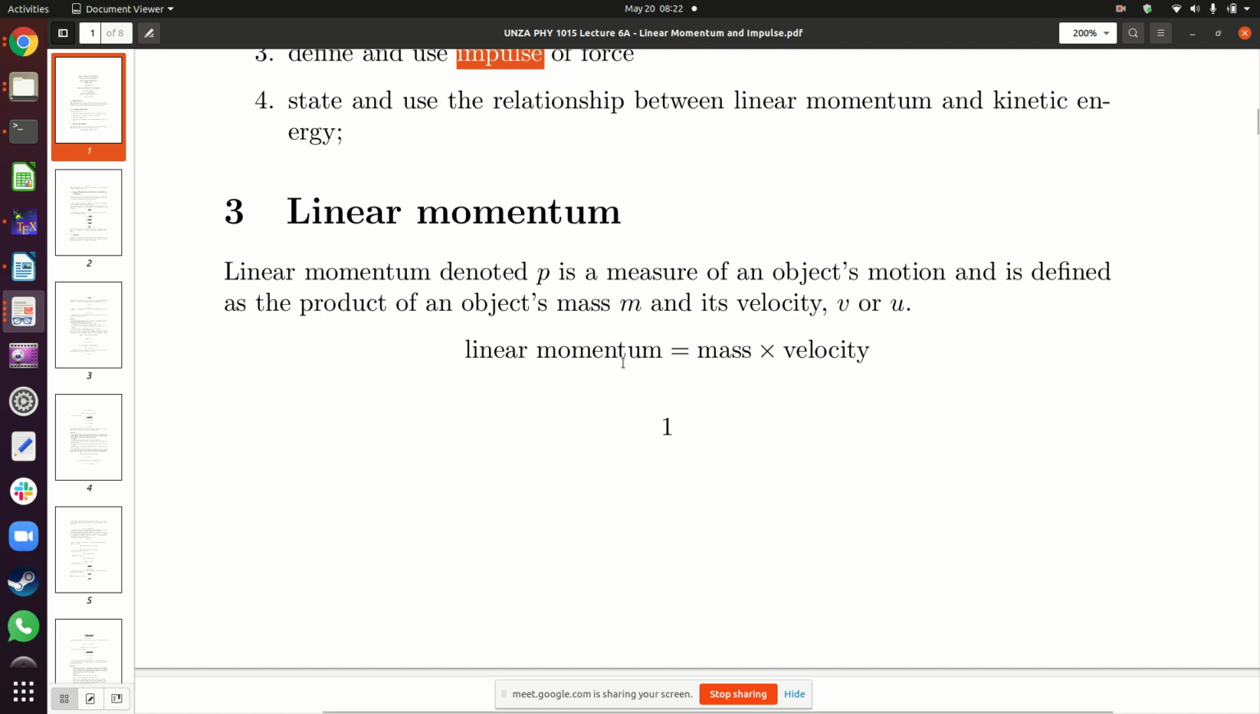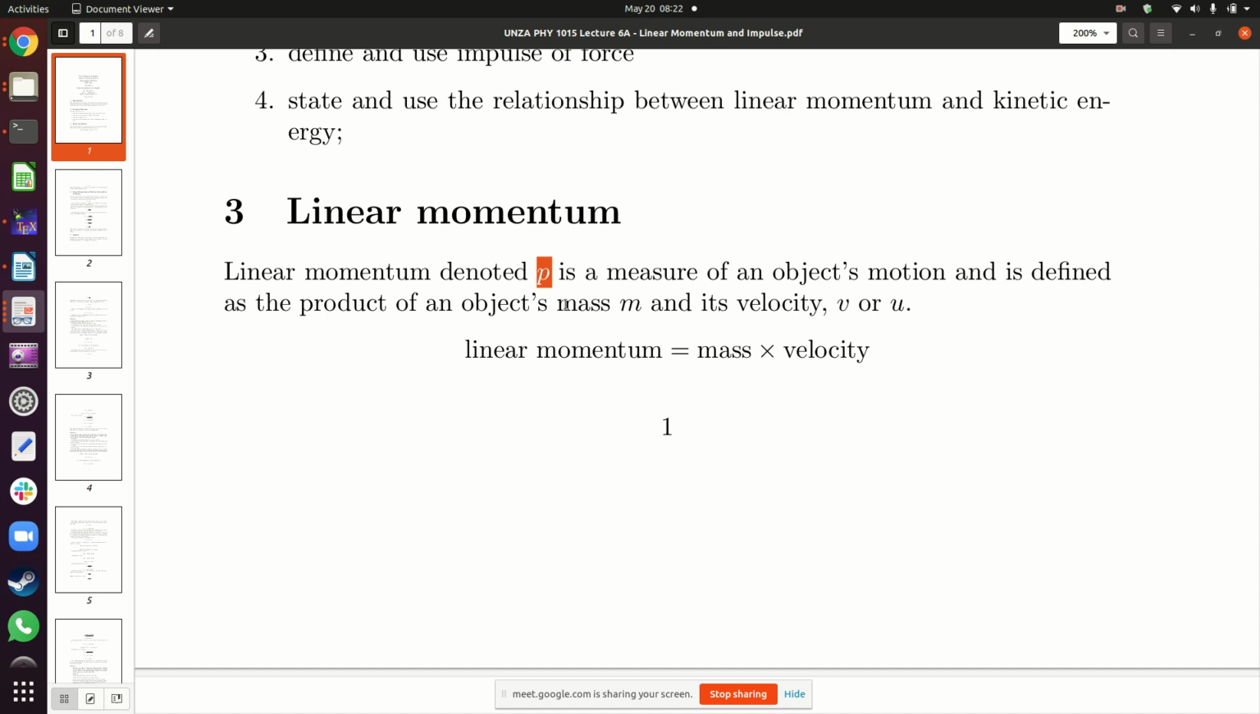To start with, we denote linear momentum with the symbol P, and linear momentum tells us about an object which is in motion. What does it tell us about an object in motion? It tells about the mass of the object. It also tells us about the velocity of the object. So it is basically a measure of the motion of an object.